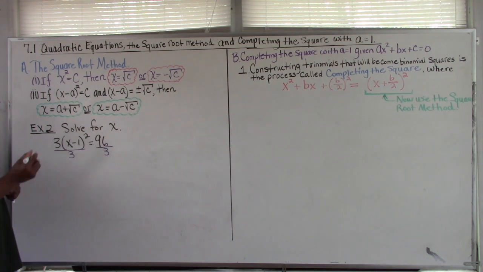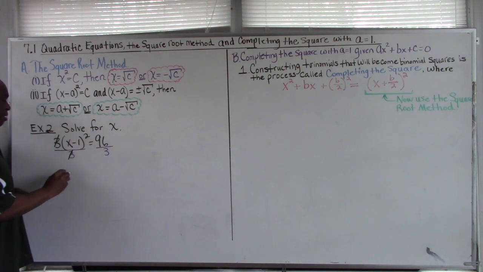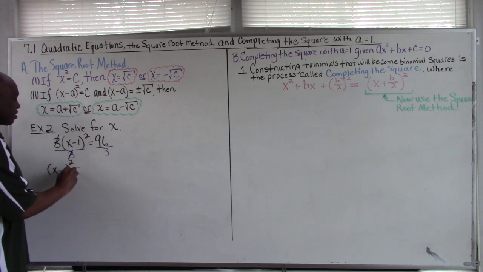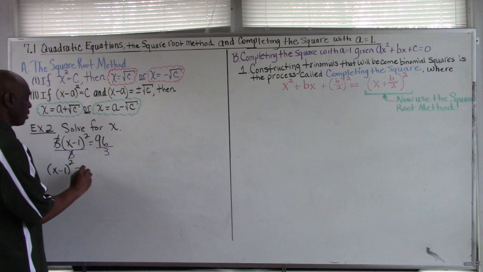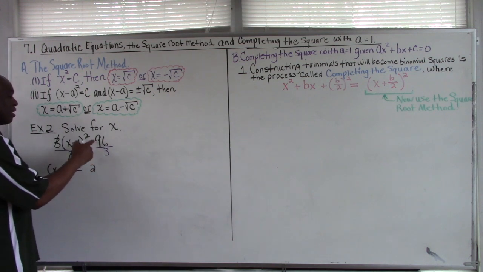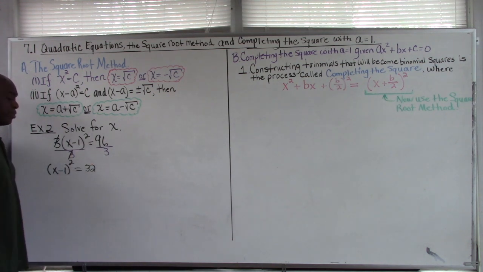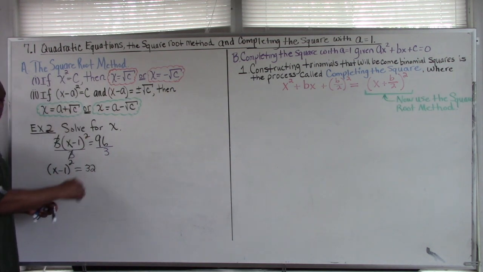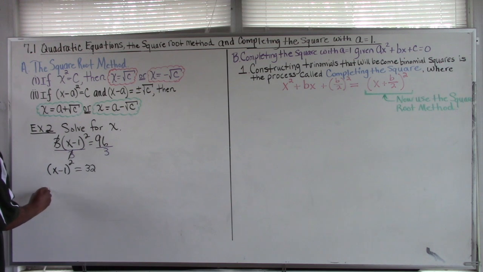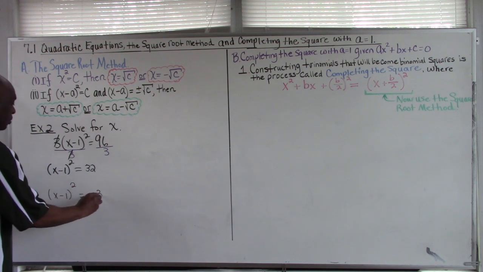The 3's here are going to cancel, go to 1. So I'm going to have the quantity of x minus 1 squared, and that's going to equal 96 divided by 3, or 3 going to 6 twice, and 3 going to 9 3 times. 32. Alright. And at this step, take the square root of both sides. That's why it's called the square root method. Square root both sides.